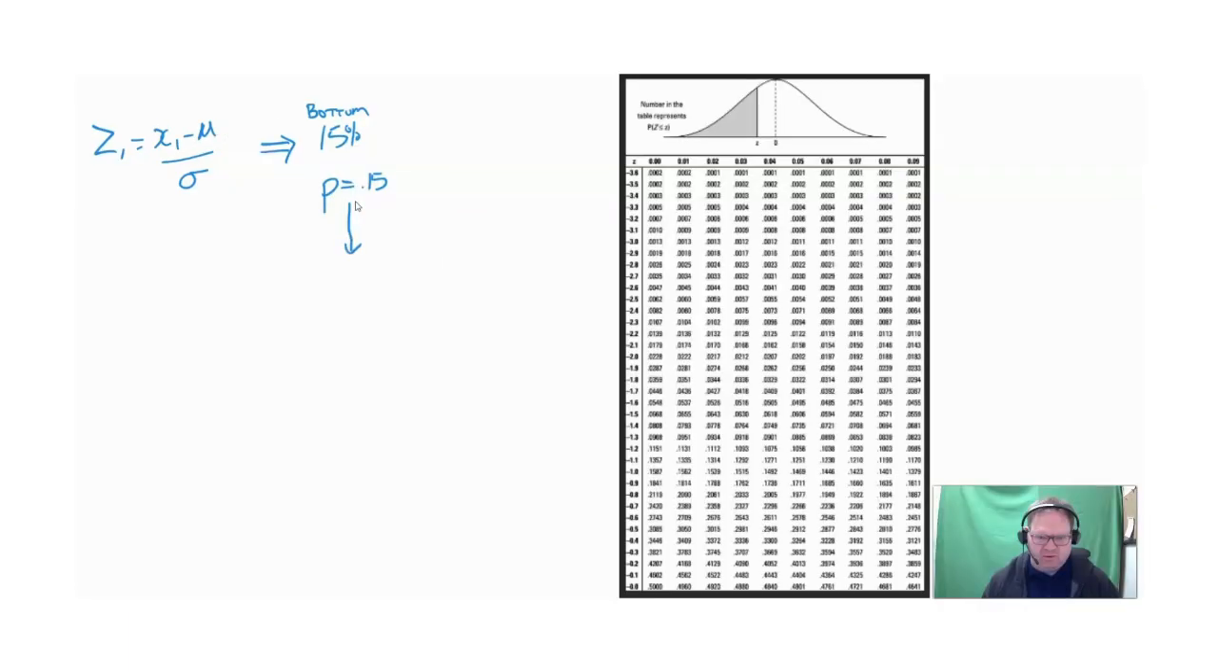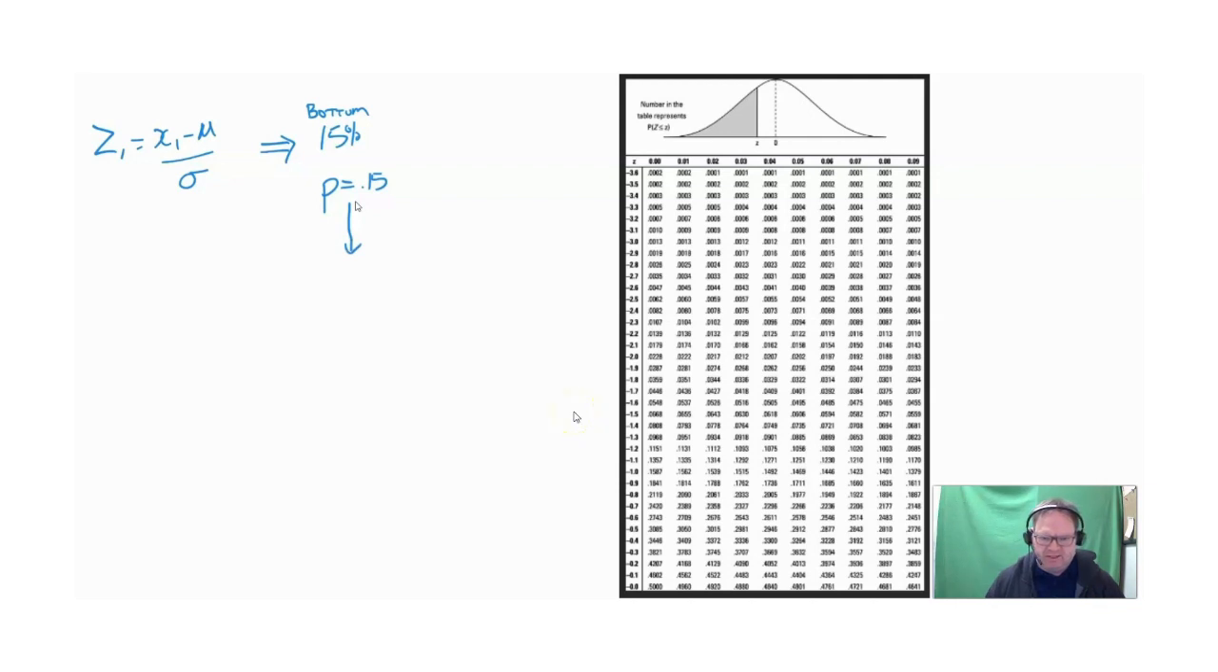Let's look at the first boundary condition. So z1 is equal to x1 minus mu over sigma. The question states the bottom 15%. So in this case, p is equal to 0.15. We'd have to find the z-score that's associated with 15%, which means that we're going to have to look inside our z table. In the z table, we can see where the 15% is.